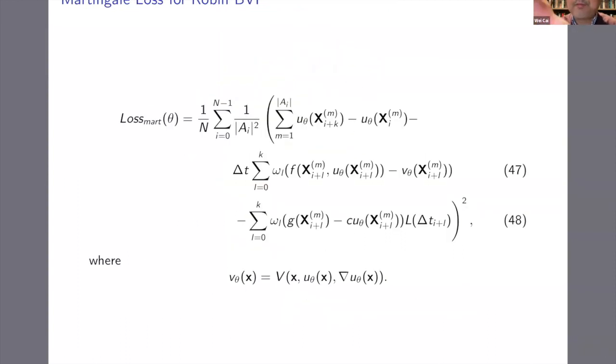So this is the Martingale for the Robin problem. The loss is the same thing. In this case, we have some extra term, this is the Robin condition. So you have this one, and let me continue.